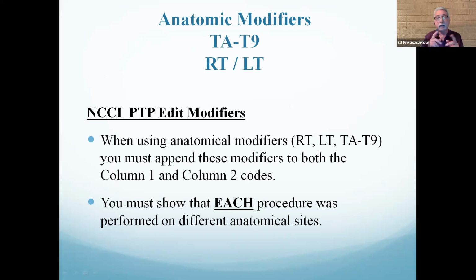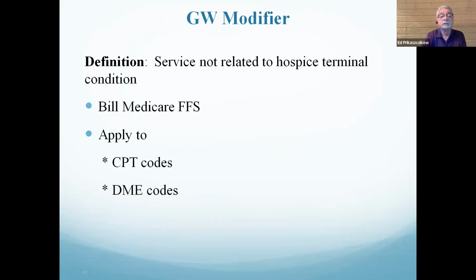But when you use modifier 59, for instance, you would put it on the column 2 code. When you use these anatomical modifiers, you've got to put them on both codes to let the payer know that the first code listed on the claim was on the right foot, the second code listed on that claim was on the left foot, so that you can differentiate the different anatomical sites. Same way with the T modifiers, depending on how many procedures you did, up to 10, you can use all the T modifiers, and I would use them on separate lines.